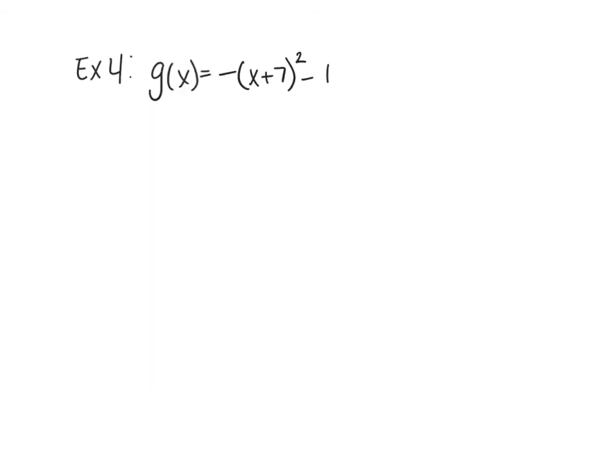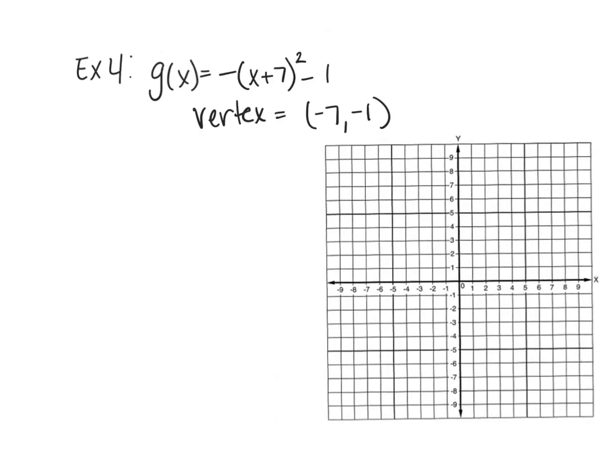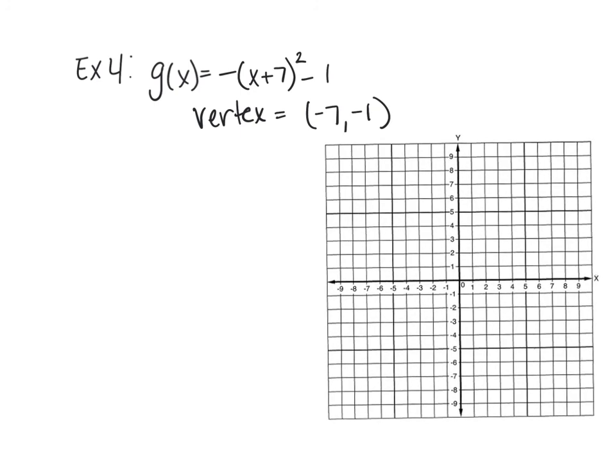Okay, example 4. G of x equals -(x plus 4) squared minus 1. So my vertex is -7, opposite from what's inside, -1. And then we're going to bring a graph in. So my vertex is at -7, -1. My axis of symmetry is at x equals -7.